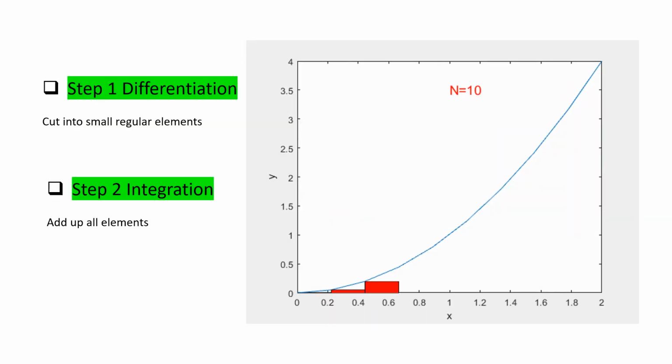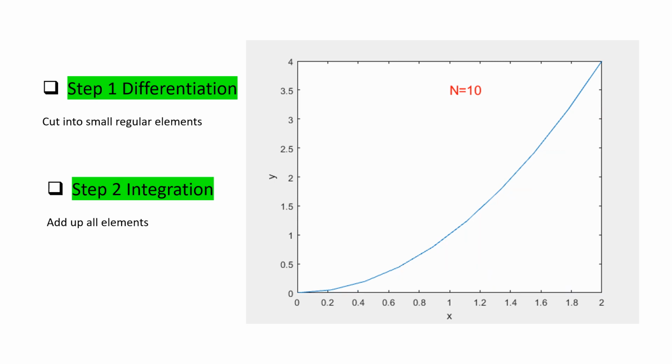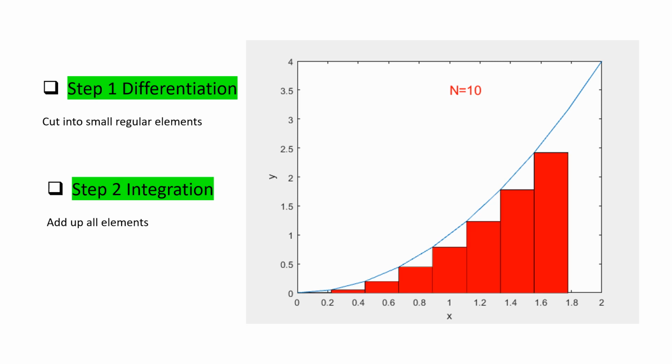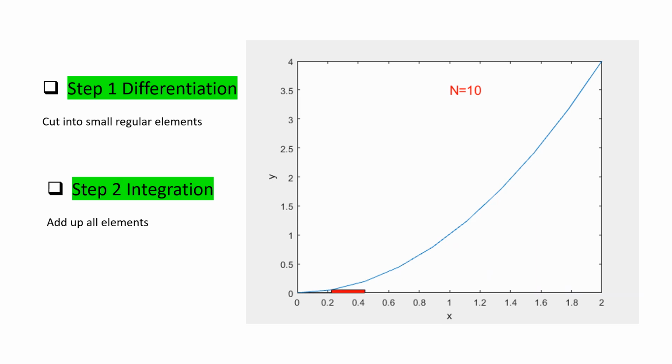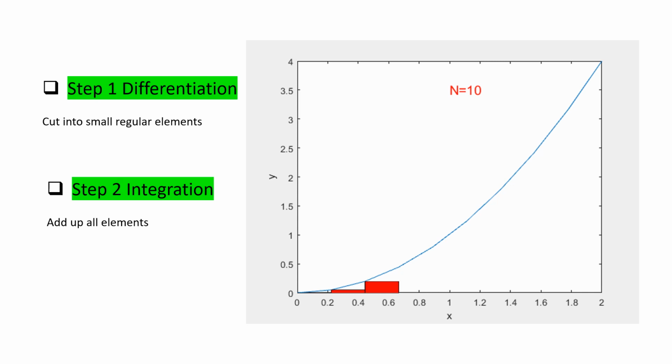The idea of calculus is to cut the total area into small regular elements, which is called differentiation, and then in the second step add up all the elements, called integration. Here, to solve this problem, we first cut the total area into 10 regular rectangle elements, and then add them up to obtain the total area.